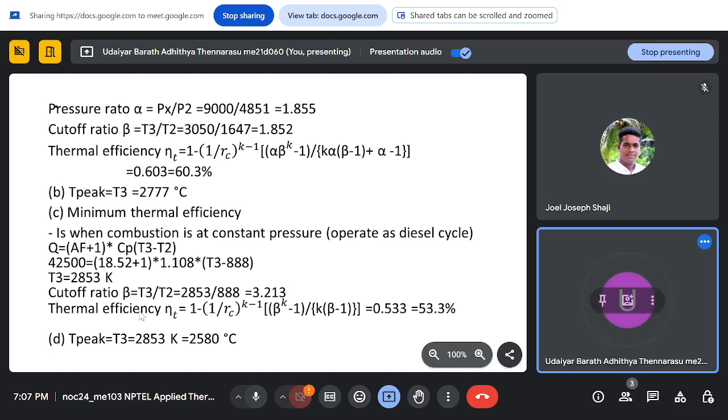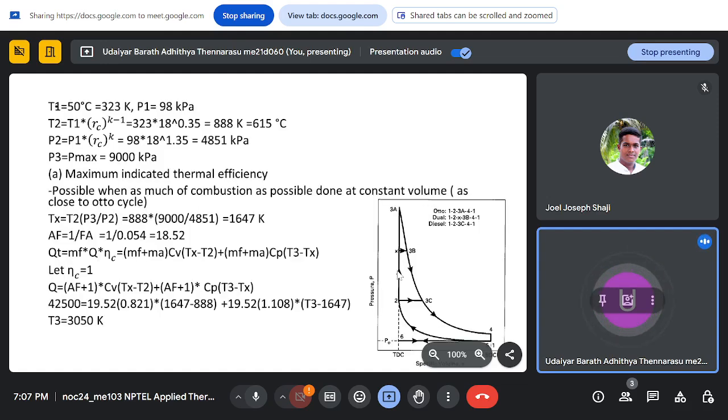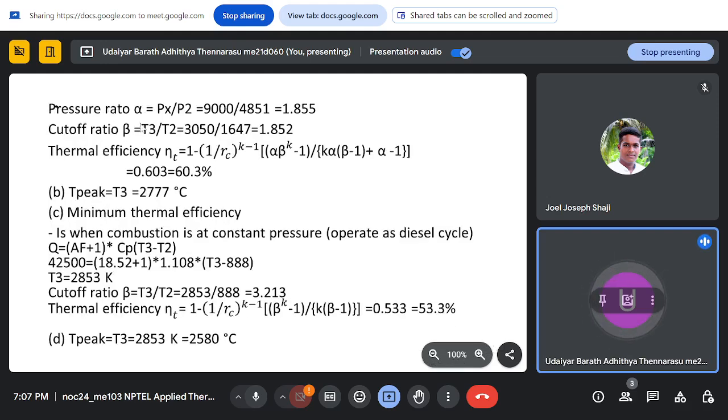So next is the pressure ratio. We can find out the pressure ratio is Px by P2. So this is constant volume, so the ratio of pressure is the pressure ratio alpha, Px by P2. So 9000 by 4851 gives me 1.855. Or cutoff ratio beta is T3 by T2. Again this is constant pressure, so you are expressing volume in terms of temperature. So 3050 divided by 1647, this comes out to be 1.852.